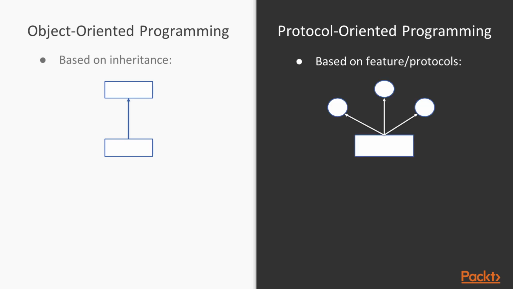Protocol-oriented programming is based on features which can be created with protocols. Entities, like structs, implement all protocols needed. And if we need new features, then we can just add another protocol to the entity.